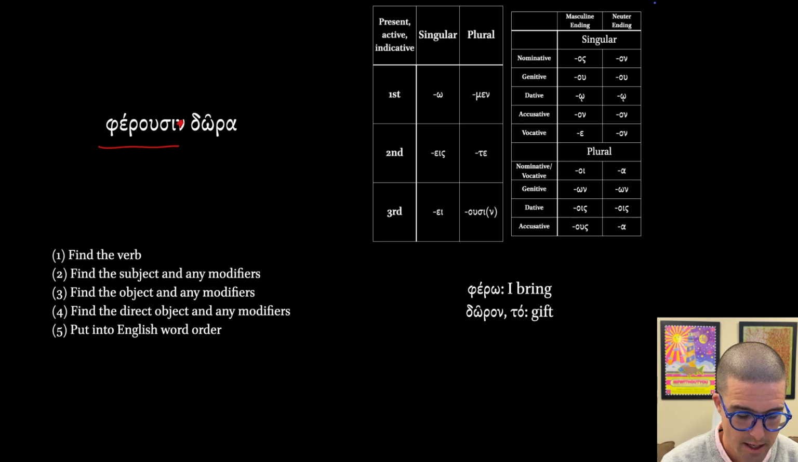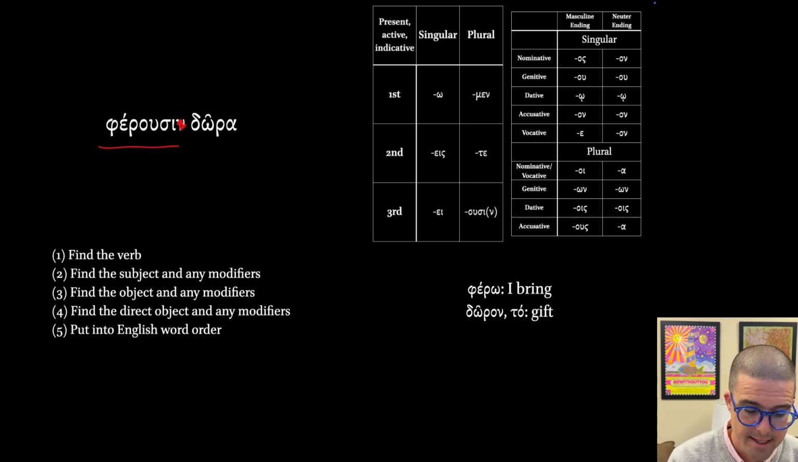There should not be a nu there, because this word begins with a consonant and not a vowel. If this word began with a vowel, then we would have that movable nu there to aid us in pronunciation. So pherusi dora, this is our present active indicative, third person plural. So they bring, and then dora.